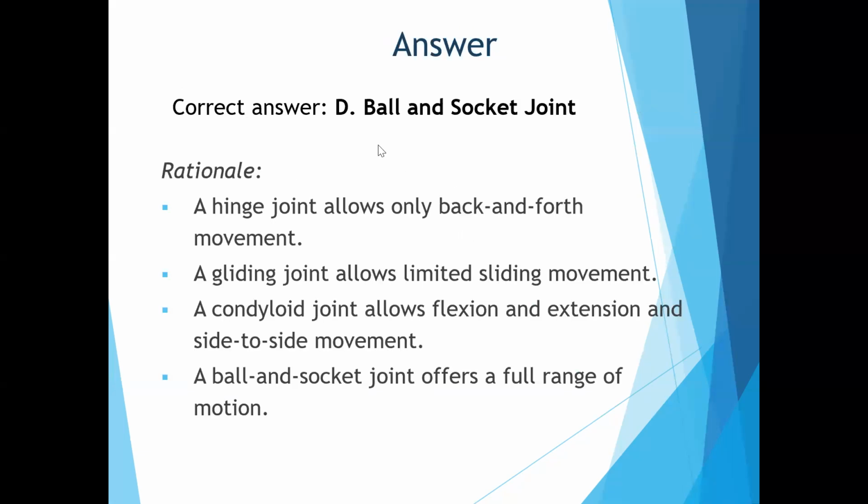So we just talked about this one. D, ball and socket joint. Remember that the hinge joint is only back and forth movement. The gliding joints are more of a sliding movement, and that's your wrist and your ankle. The condyloid joint will allow flexion extension and side to side, so a little more than a hinge, but not as much as the ball and socket. And that ball and socket pretty much gives you a range of motion anywhere you want to go. And remember, we also talked about the trade-off between mobility and stability. So the ball and socket joints are going to be your least stable because they can move so much.